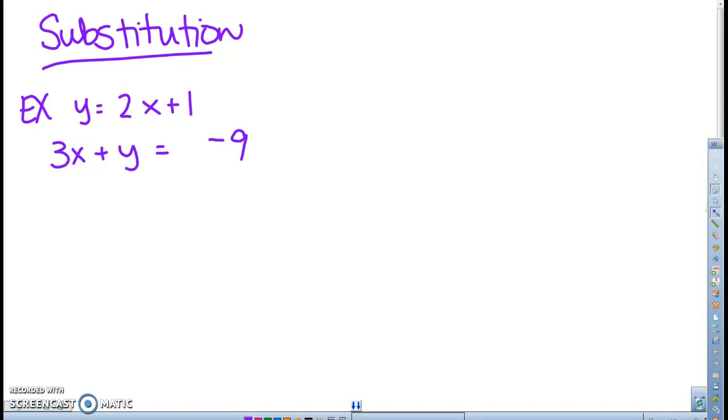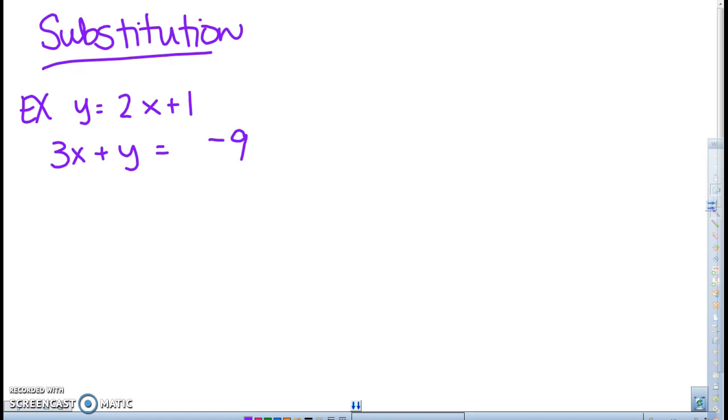Hey kids, today we're talking about substitution to solve systems of equations. So I'll start out with this system of equations, y equals 2x plus 1 and 3x plus y equals -9. And I want to solve for x and y.